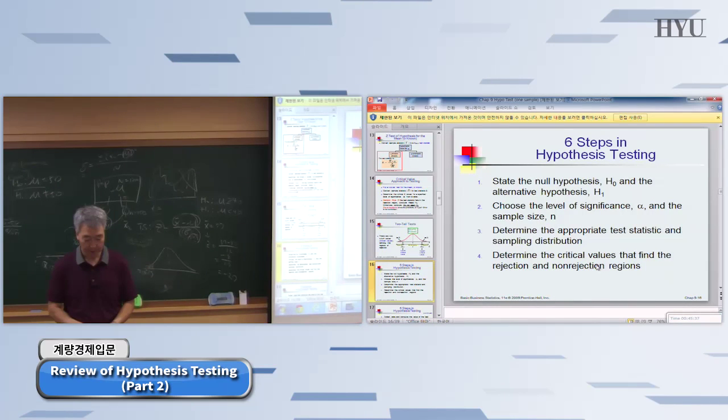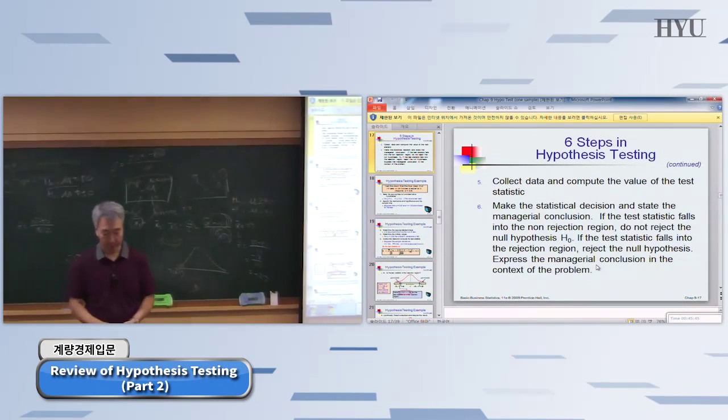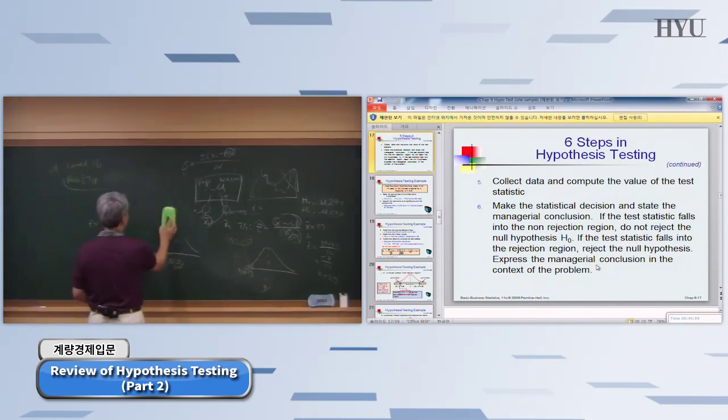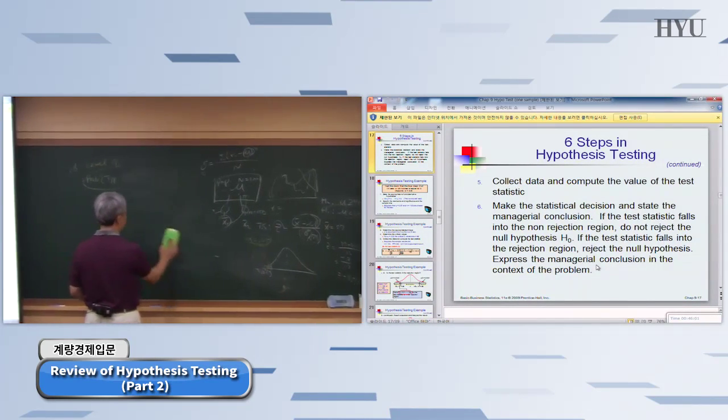So calculate the test statistic based on that. Determine the critical value based on alpha, okay? And calculate the actual test statistic based on the sample mean, right? And then you can make the decision, right? And yeah, so whenever you run hypothesis testing, you have those 6 components, okay?